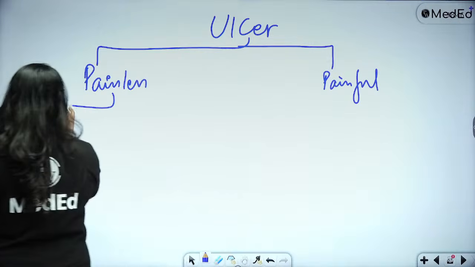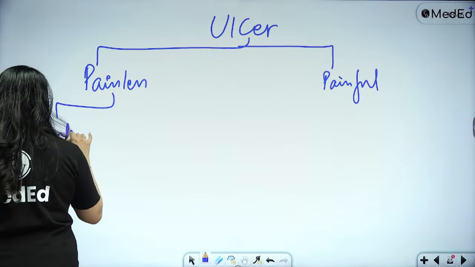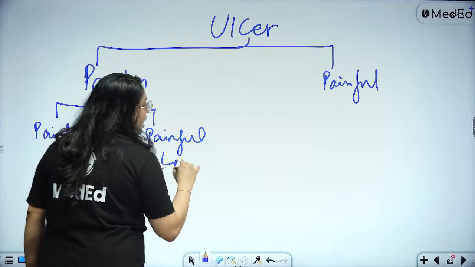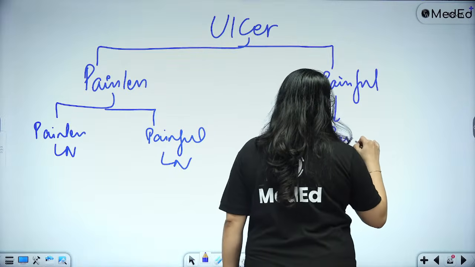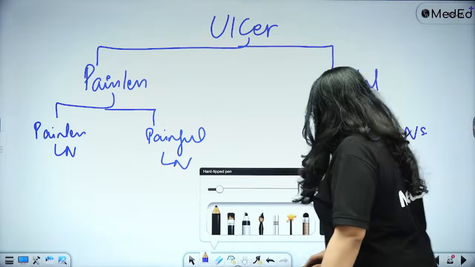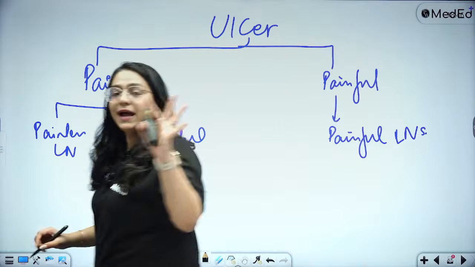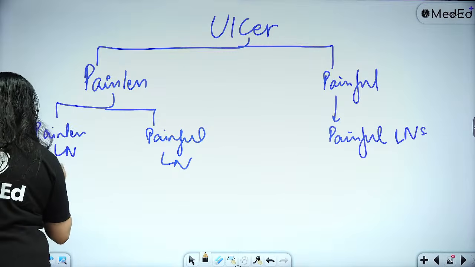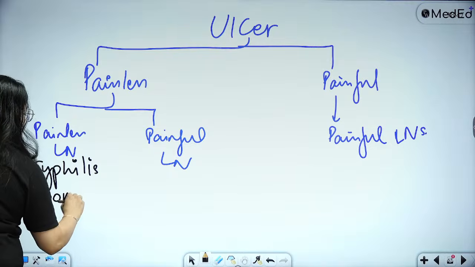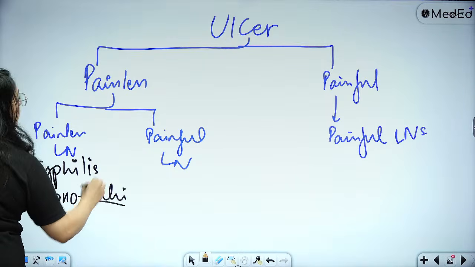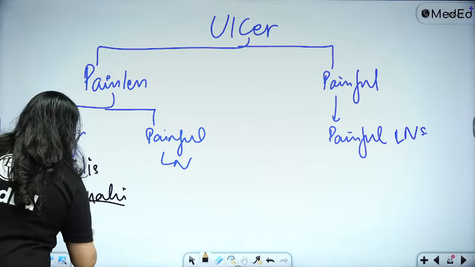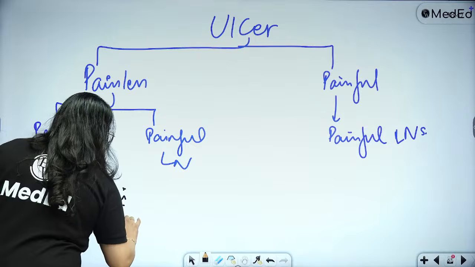A painless ulcer can have painless lymph nodes. It can have painful lymph nodes. A painful ulcer usually only has painful lymph nodes. The prototype disease where both are absent: syphilis. Then you have dono nahi, which means the ulcer is not painful and the lymph node is also not painful. Dono nahi: Donovanosis, Klebsiella granulomatis.